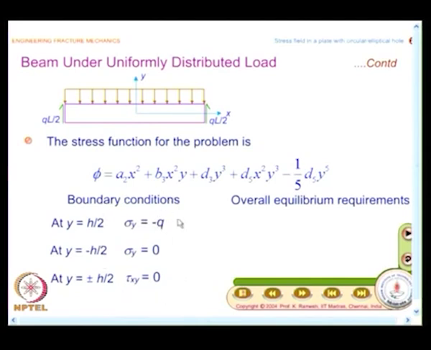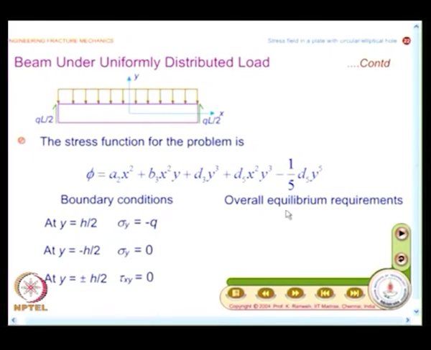And what other conditions can you write? You could write what happens on this edge as well as this edge, and that is covered by your overall equilibrium requirements, because what we know here is only the shear force. We do not know what the distribution is. The distribution has to be obtained as part of your solution procedure. So, I can only write on this edge the integral from minus h by 2 to plus h by 2 of tau x y dy equal to q L by 2. That is the only thing which I can write.